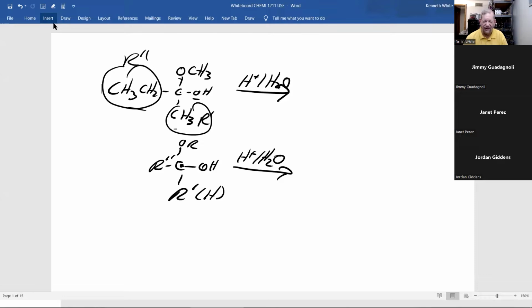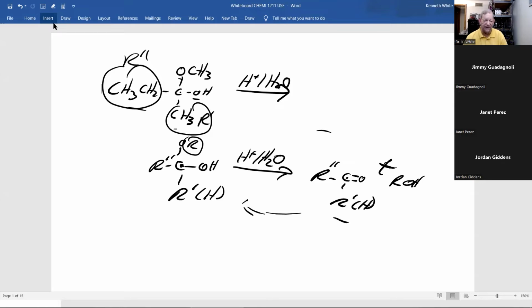Keep your eye on that carbon, what's attached to it, R prime, R double prime is still there, and this is double bond to oxygen. In other words, it's the aldehyde or ketone you would have used to make that compound. And then this group here becomes this alcohol. And I'm going to let you figure out what's the product because I've done the hard part for you. Your turn.